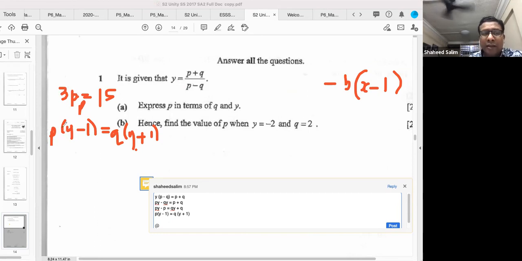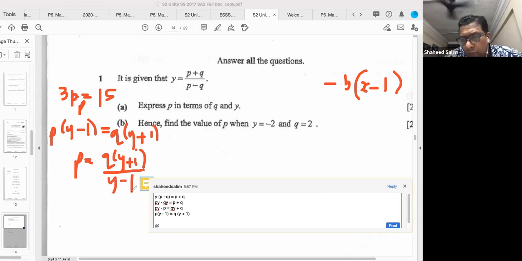Same thing. This is P times y minus 1. I want to bring the y minus 1 to the other side. So what do I do? I just divide it. P equals Q, I just copy this whole thing over y minus 1. That's your answer.